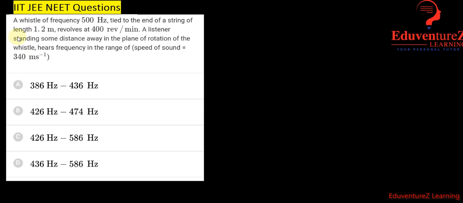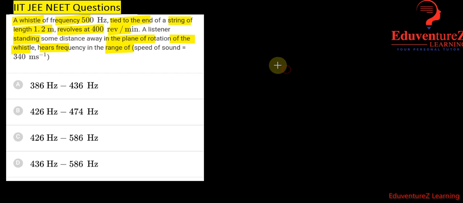Hello student, here's a question which says a whistle of frequency 500 Hz tied to the end of a string of length 1.2 meter revolves at 400 revolutions per minute. A listener standing some distance away in the plane of the rotation of the whistle hears frequency in the range of. Okay, so you have to draw the diagram first.